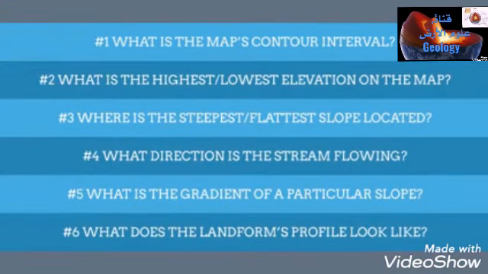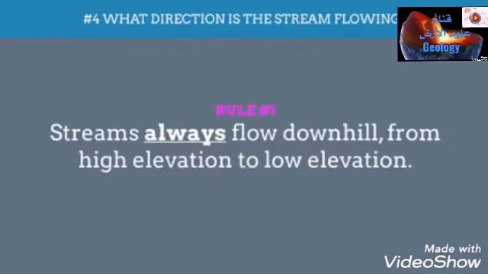What about streams? You know, when you look at a stream on a map, it tends to just look like a black or a white line running in all different directions, and it's hard to tell which way it's flowing. So we have two rules that we're going to follow. Rule number one, streams always have to flow downhill, meaning from higher elevations to lower elevations. And of course, this is because of gravity.